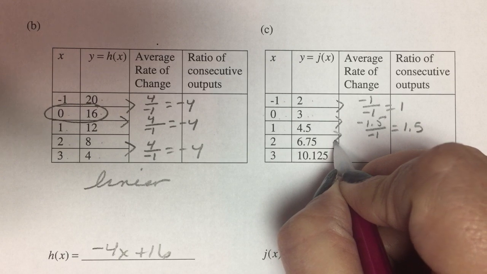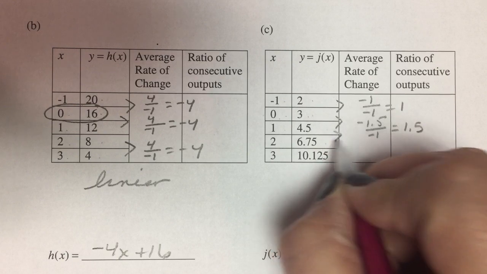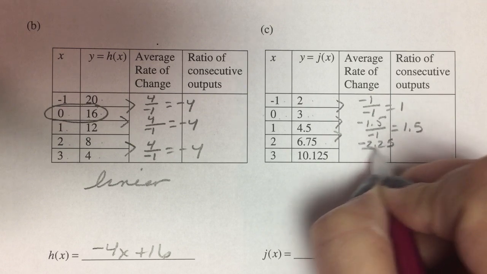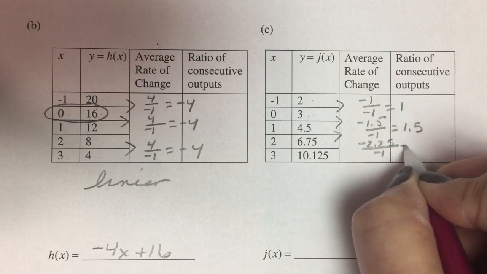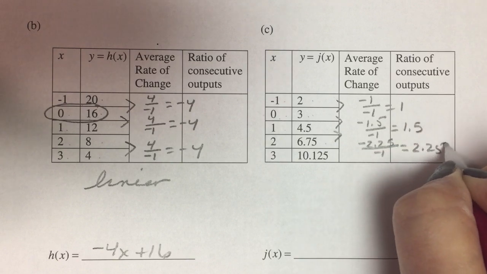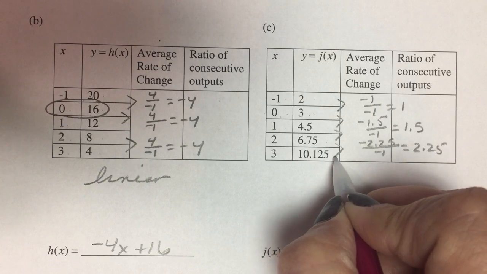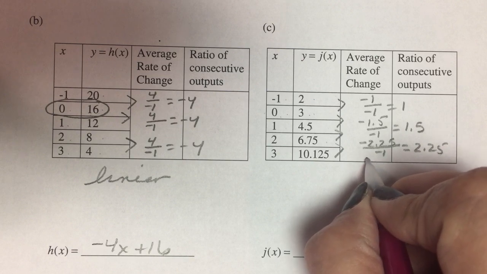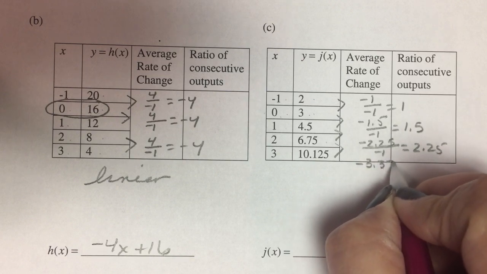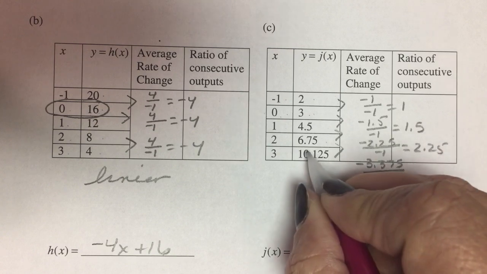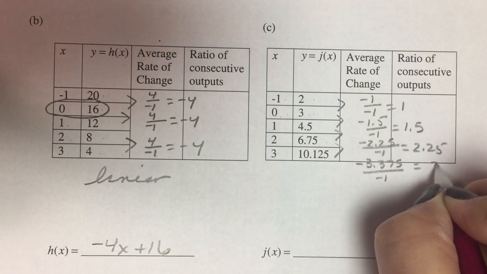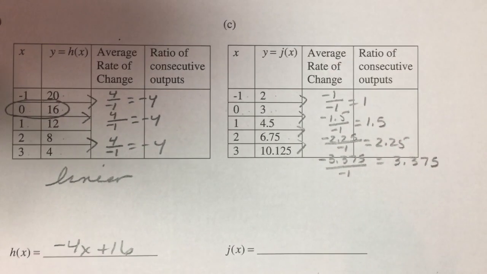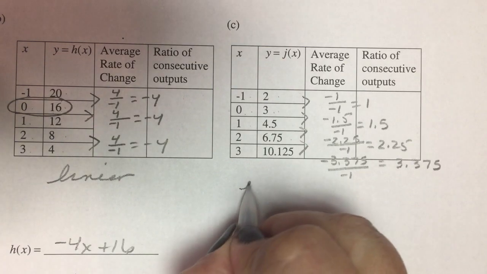If I do these two and subtract, 4.5 minus 6.75 is negative 2.25. And again, 1 minus 2 is negative 1. So that gives me 2.25. And I'm running out of room, but I'm going to show you these. If I subtract 6.75 minus the 10 and an eighth, you get negative 3.375. And that's over, again, 2 minus 3 is negative 1, so you get 3.375. So you can see it's not linear. It's going to be exponential.